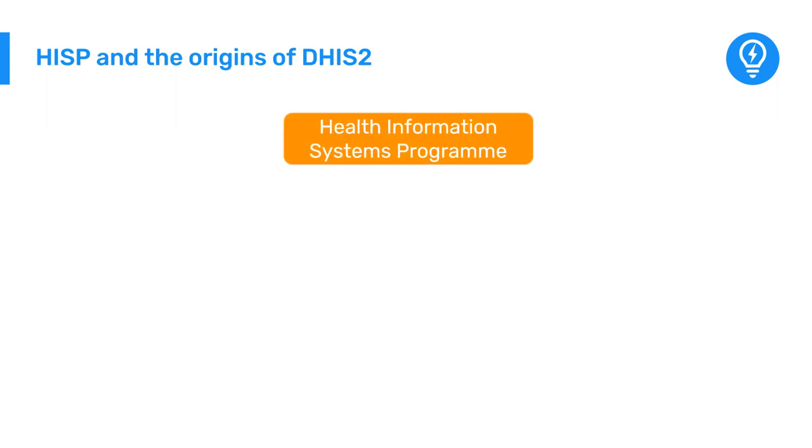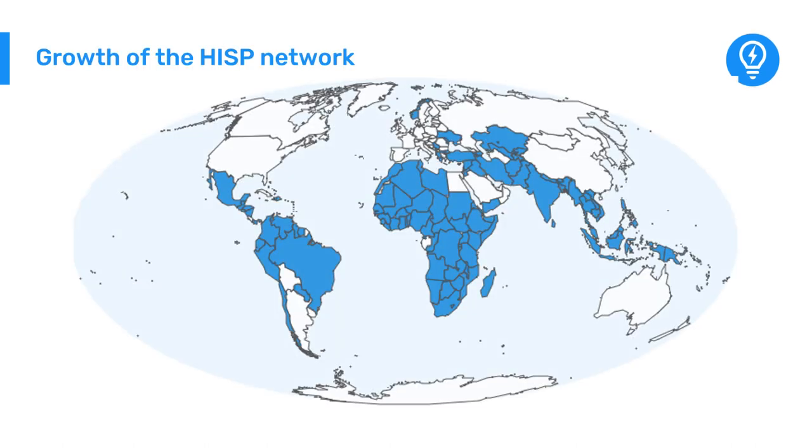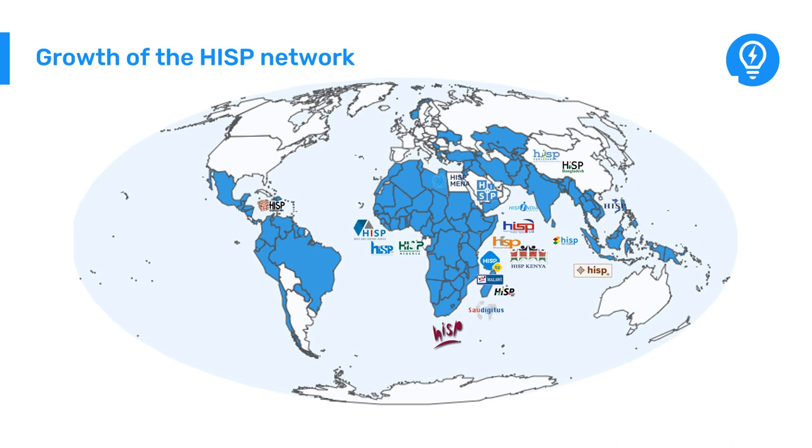Let's start with the original Health Information Systems Program, or HISP, which developed version 1 of the DHIS software in post-apartheid South Africa in 1994 as a collaboration between the University of Oslo and the University of Western Cape. HISP has since become a global movement to strengthen health information systems worldwide as DHIS2 experts, many of whom are former UIO PhD students, have gone on to found and lead HISP groups in Africa, Asia, and the Americas.